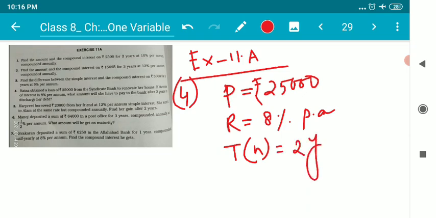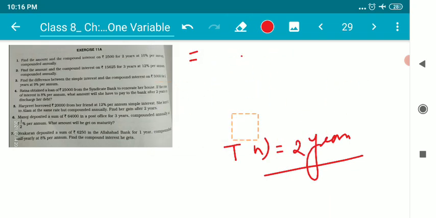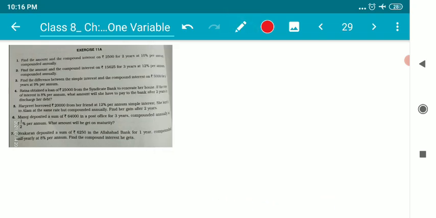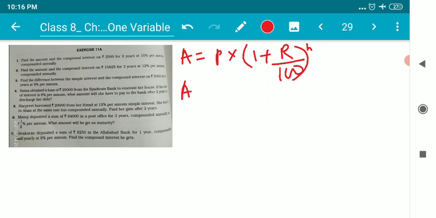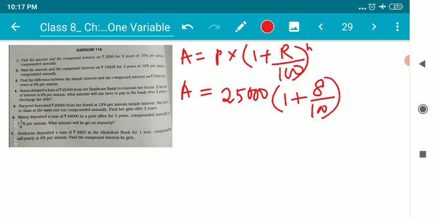So children, it is quite understandable that no complicated formula will be used. A very simple formula to be used over here. We know the formula for compounded annually. The formula is, children, amount is equal to principal into 1 plus r by 100 to the power n. So principal will be 25,000. 1 plus r means rate of interest will be 8 by 100 and the power will be 2. Let us solve it.